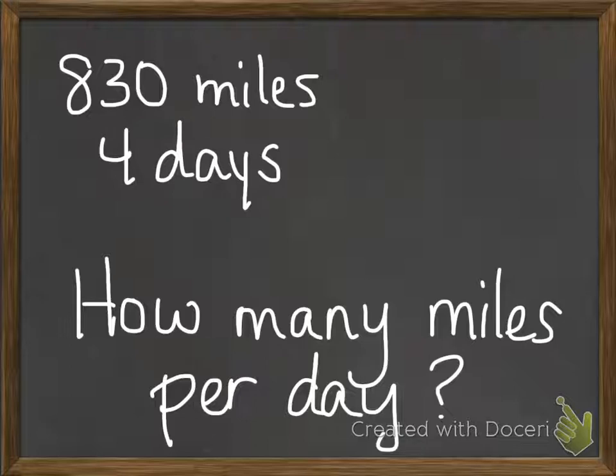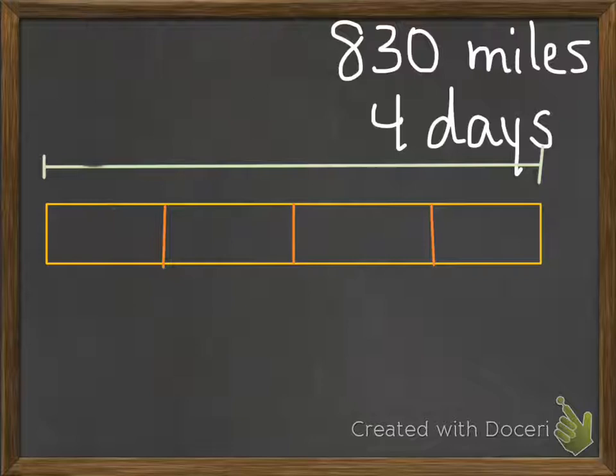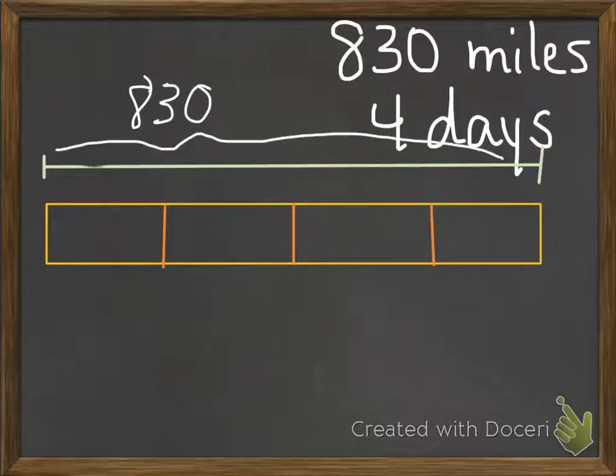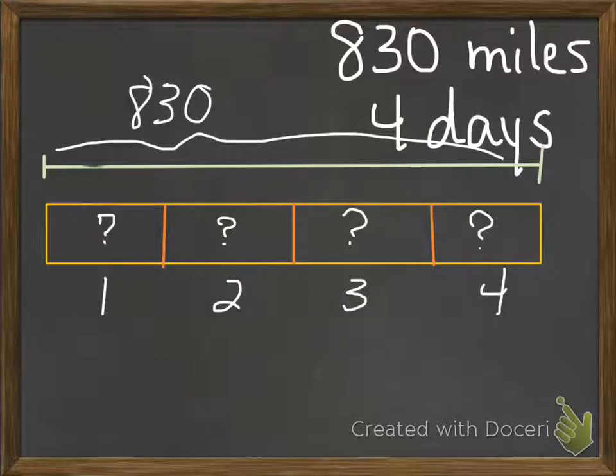What kind of operation would you think that we would need to use for that? Well, if you thought division, you thought right. Here's a visual representation of what that might look like. 830 miles is our big number, represented along this bar. 4 days would be taking that bar and dividing it into 4 equal chunks. So what we have to figure out using division is how much each section is, because they're 4 equal sections and they're going to add up to equal 830.